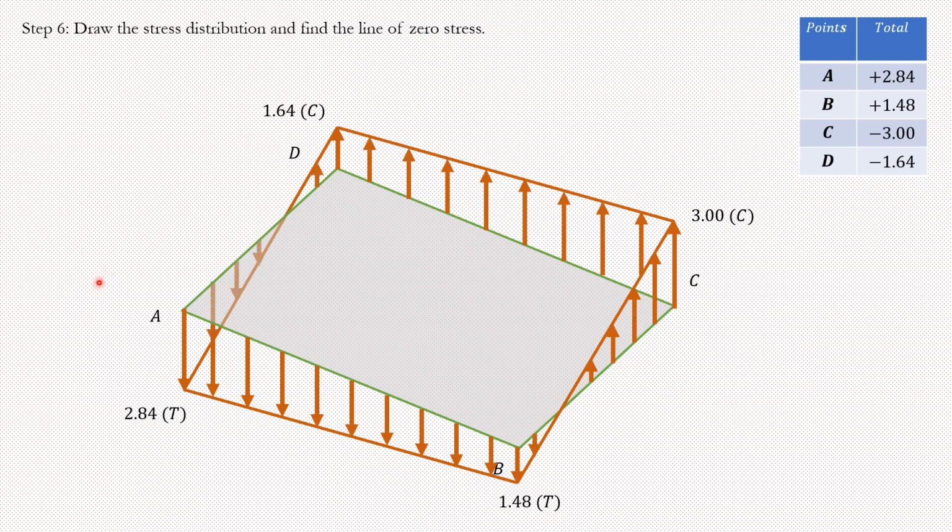And that's pretty much it. That's your stress distribution. And lastly, you have the line of zero stress. And that's pretty much it, as simple as that. In some cases, by the way, they might ask you to determine the distance from here or the distance from here and so forth. Usually you're not really required to do that.